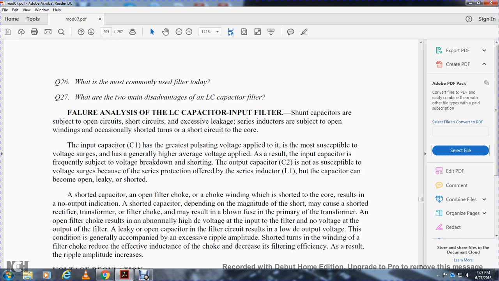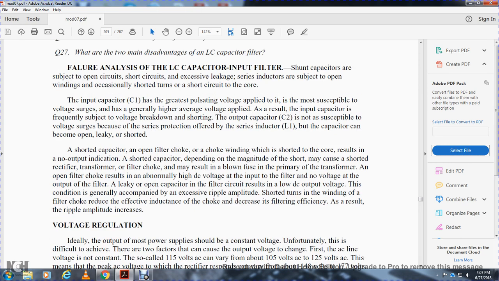The output capacitor is not susceptible to voltage surges because of the protection offered by the series inductor L1. The capacitor can become open, leaking, or shorted. A shorted capacitor or an open filter choke winding with a short to the core results in no output. Depending on the magnitude of the short, it may damage the rectifier or transformer, and may result in a blown fuse in the primary of the transformer. A shorted filter choke results in abnormally high DC voltage at the input of the filter.